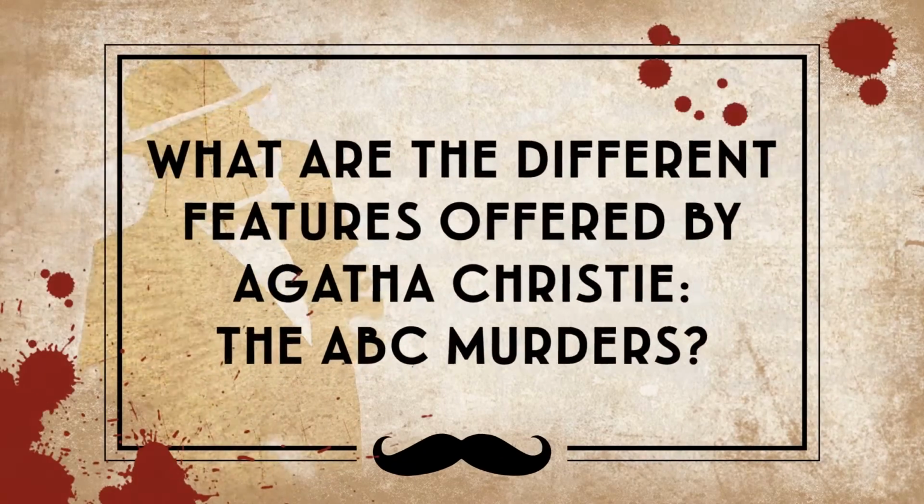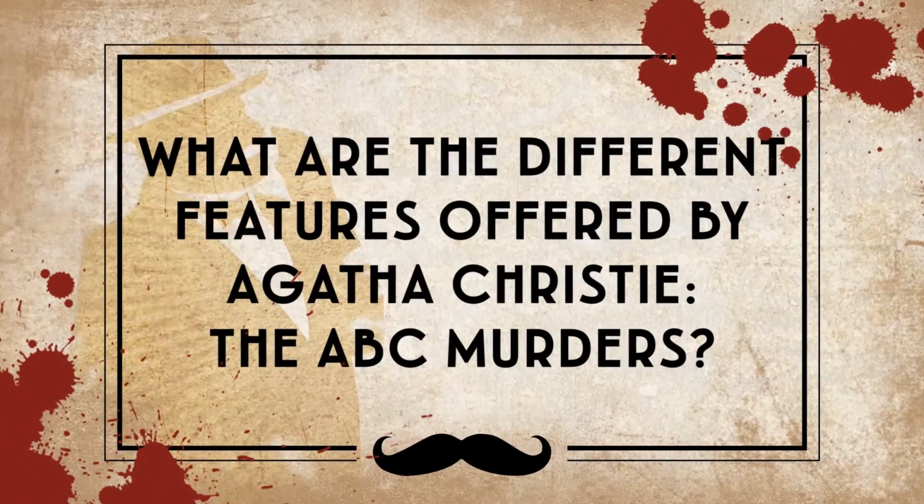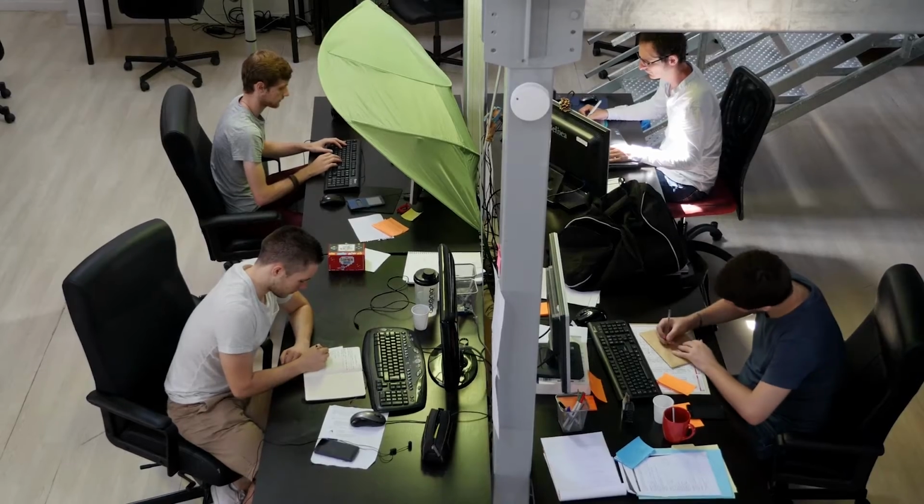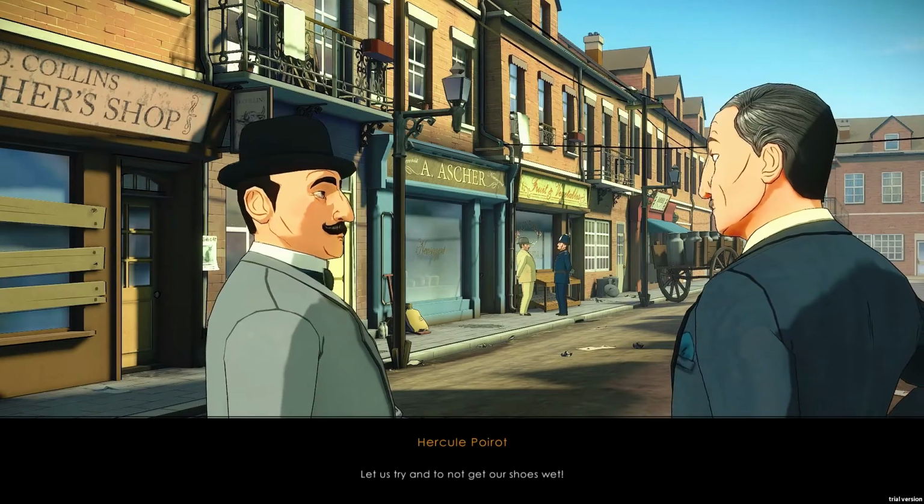What are the different features offered by Agatha Christie: The A.B.C. Murders? The work done on the game concept was essentially work on the gameplay mechanisms which best enabled the portrayal of the person of Hercule Poirot, who is a relatively strong character with very pronounced personality traits.